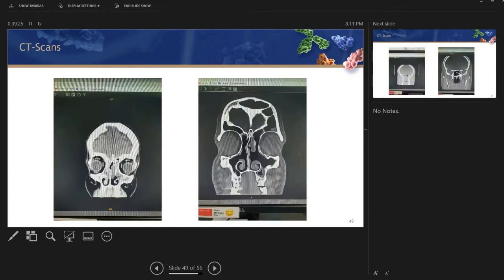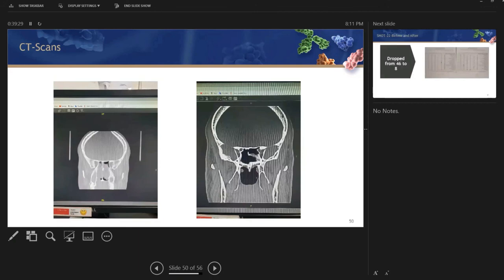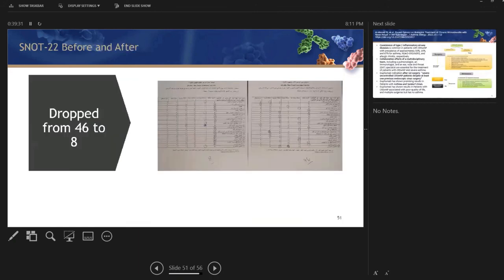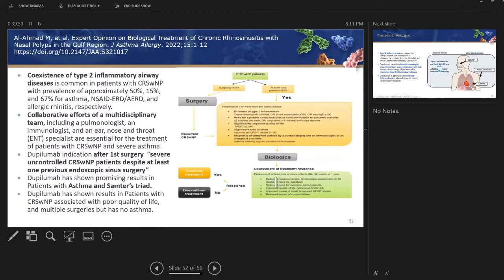And here is the SNOT-22. As you can see here, the first half of the SNOT assesses real symptoms of the patient, like nasal obstruction, smell, and so on. The other half assesses the quality of life. So the patient's score dropped to 8, only 8. The SNOT-22 dropped to 8 after 3 months. And then we continued treatment, and till now the patient is on dupilumab. So this is the only case you allowed us to present. And now, any questions?